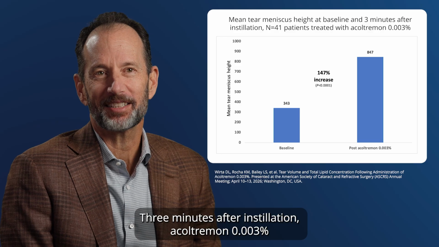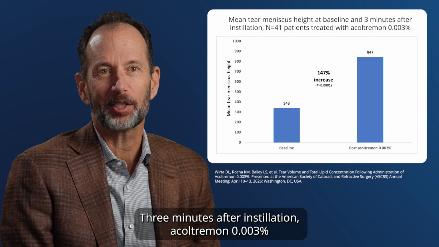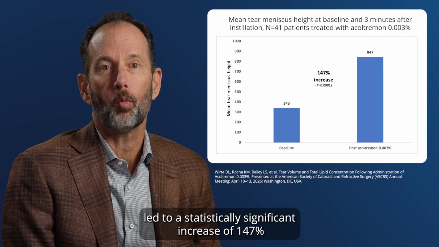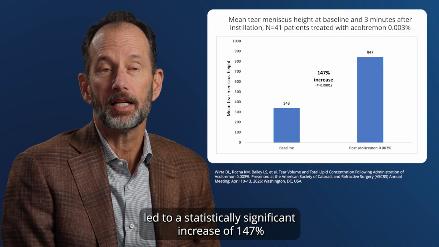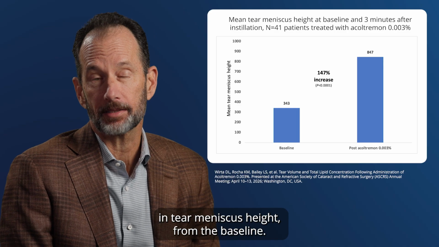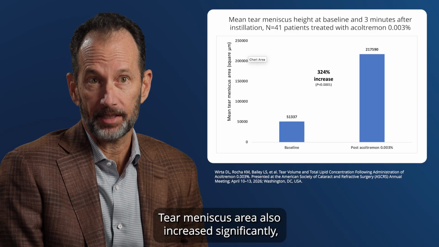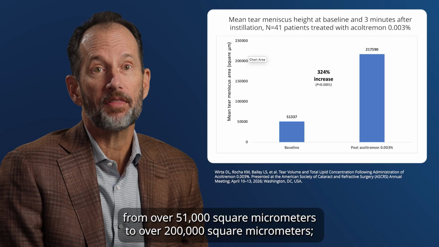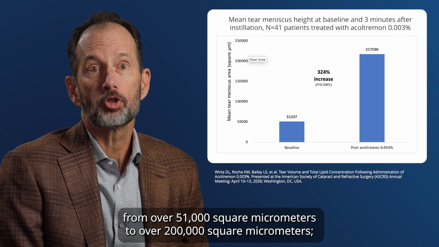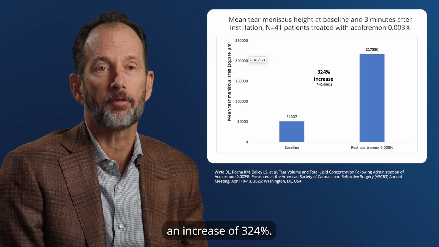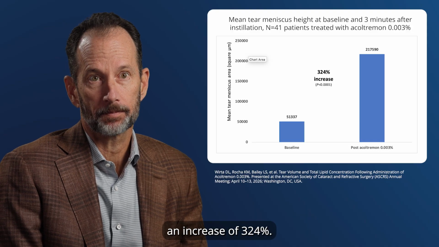3 minutes after instillation, Acoltremon 0.003% led to a statistically significant increase of 147% in tear meniscus height from baseline. Tear meniscus area also increased significantly, from over 51,000 square micrometers to over 200,000 square micrometers, an increase of 324%.